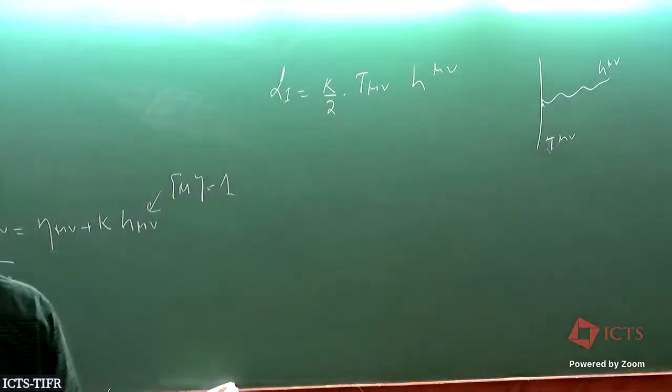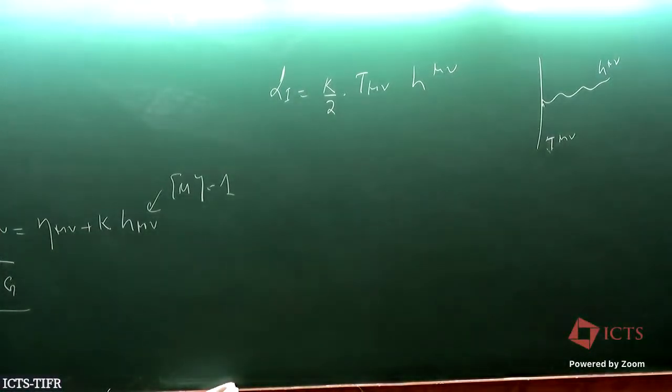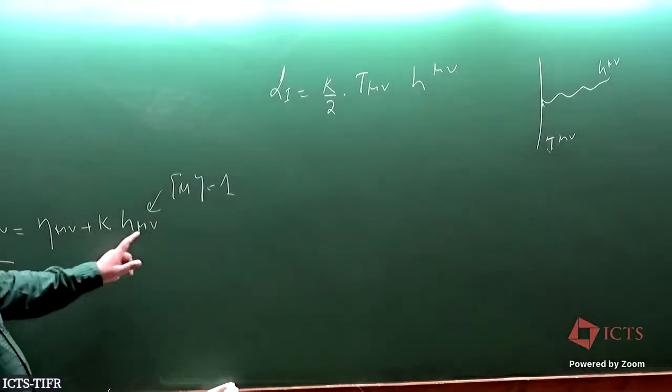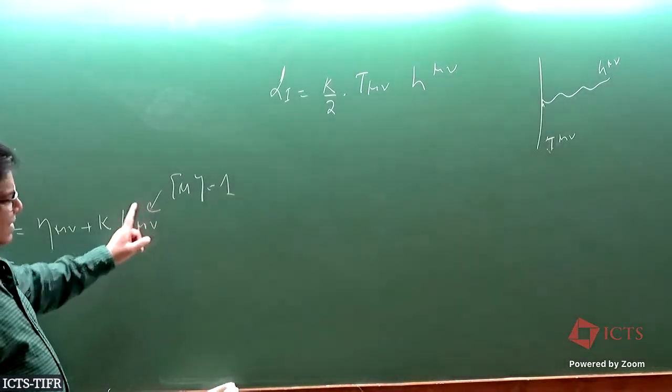Where is the square root? There is a square root. So this is 1 by mass. G is 1 by m Planck squared. So this is like 1 by m Planck. So kappa times h mu nu: if h mu nu is one mass dimension, then this is dimensionless.